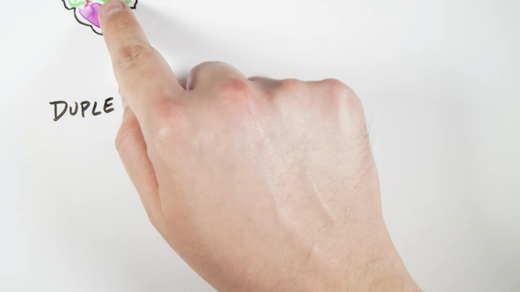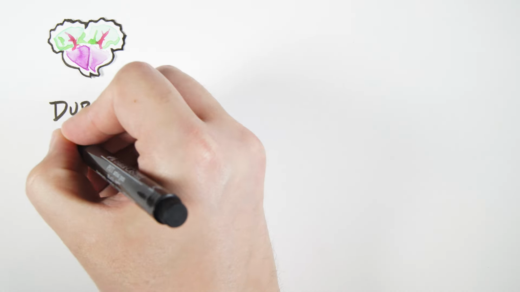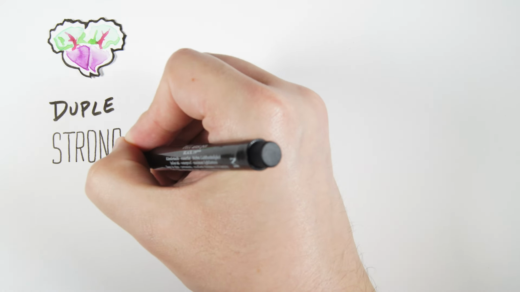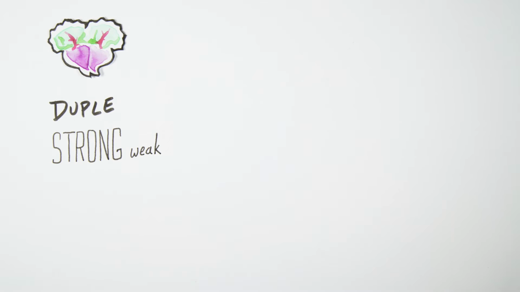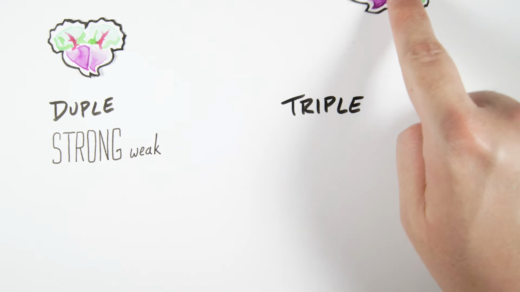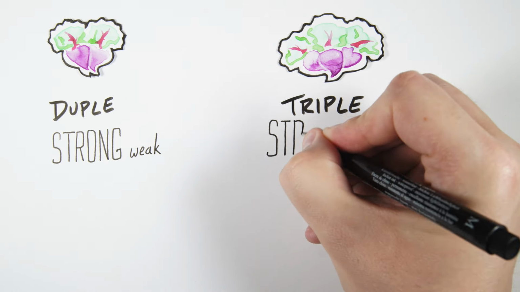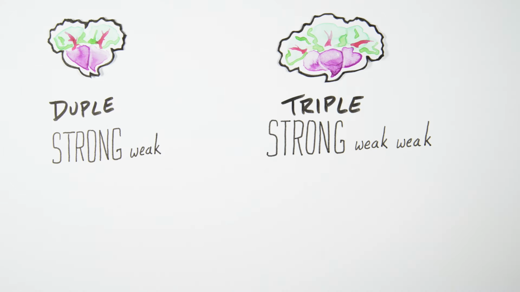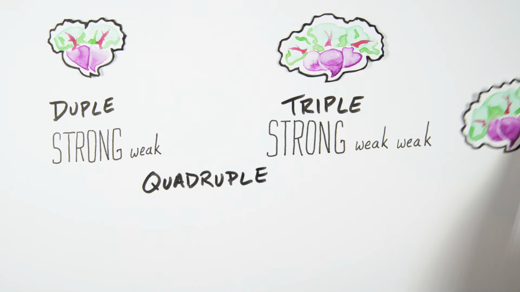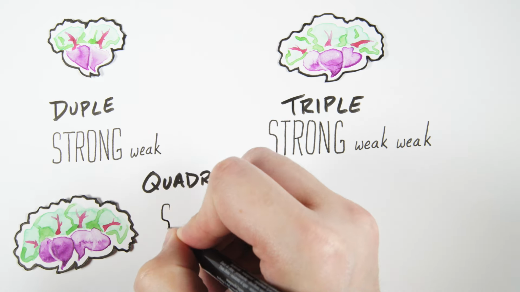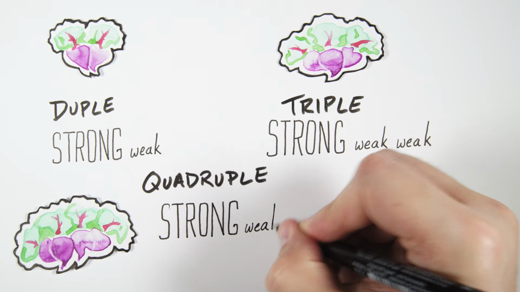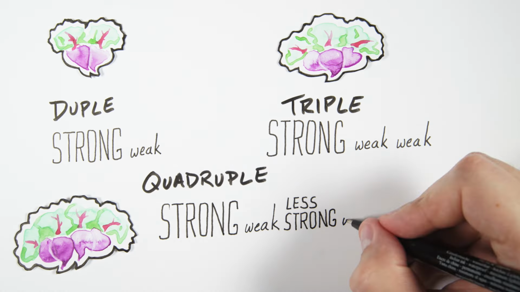The first part of organizing beats is to find the number of beats per measure. In a duple meter, there are 2 beats per measure. There is a strong beat followed by a weak beat. In a triple meter, there are 3 beats per measure. There is a strong beat followed by 2 weak beats. In a quadruple meter, there are 4 beats per measure. There's a strong beat followed by a weak beat followed by a less strong beat followed by a weak beat.